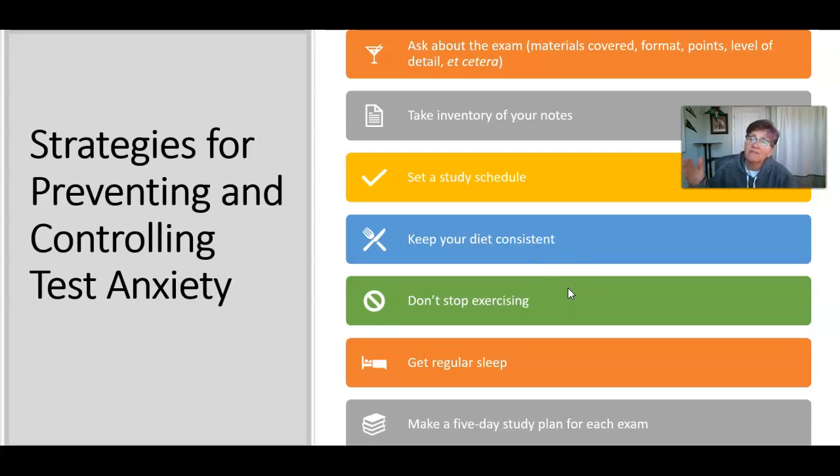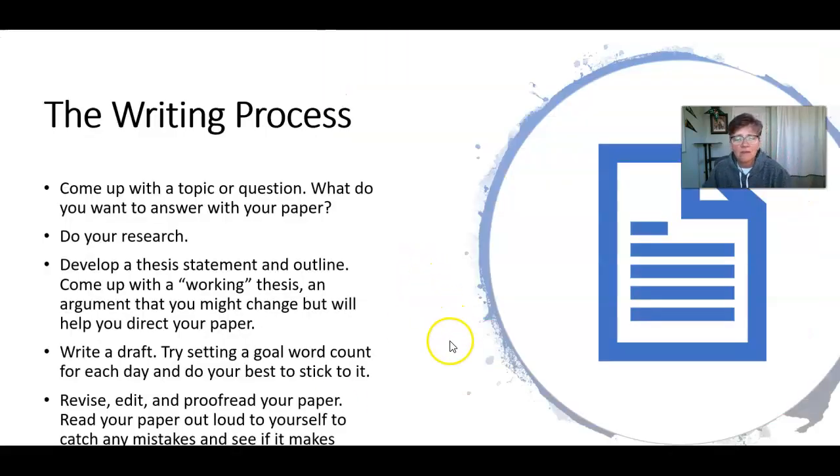And then making a 5-day study plan. What that entails is backing yourself up at least a week before an exam to what you're going to review and how you're going to prepare for it, which can make you much more prepared. And when you're prepared, that helps to reduce your anxiety.